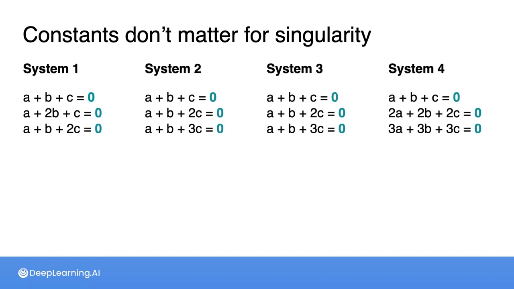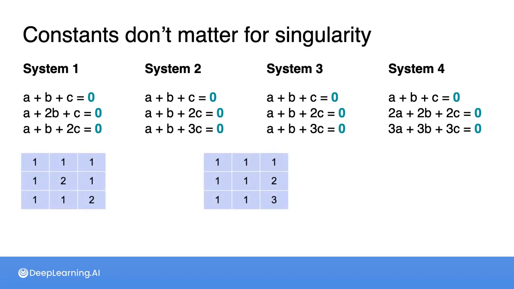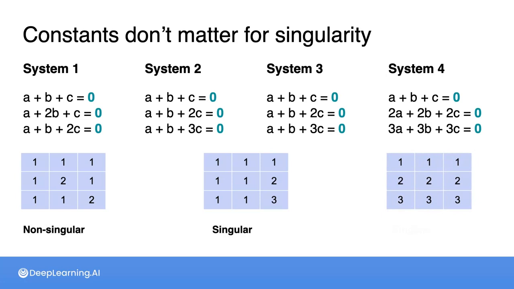And just like before, each of the systems is associated with a matrix that keeps track of its coefficients. Again, in each row you have each equation, and in each column you have the coefficients of each of the variables a, b, and c. So the matrices are these ones. And using the same notation as before, these matrices are singular or non-singular based on if the systems are singular or non-singular.